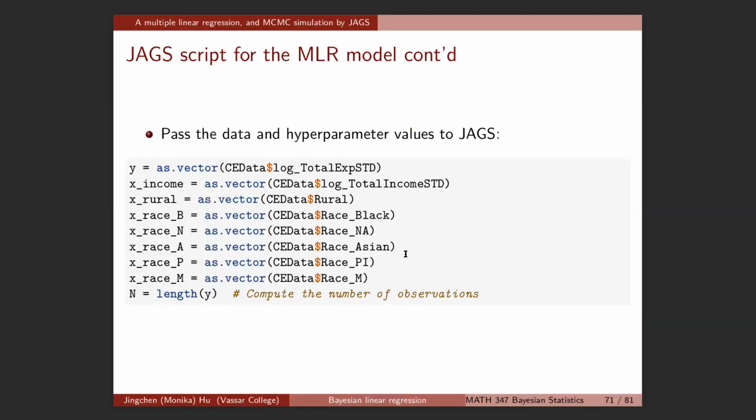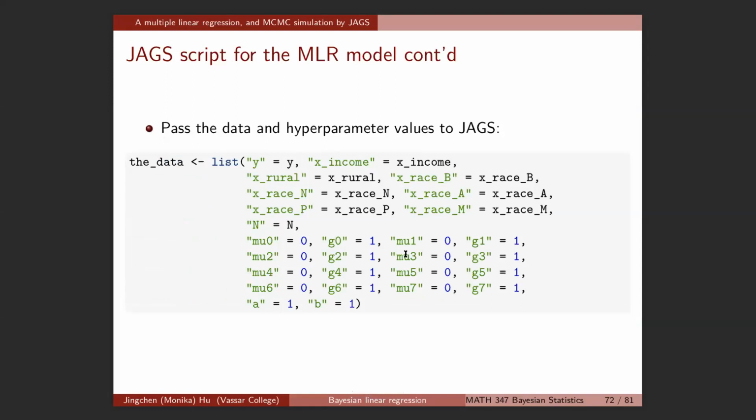And this code is hopefully very familiar by now, how you can pass the data and the hyperparameter values to JAGS. You do the Y, you do each of the X in this case. And don't forget the number of observations, which is capital N. So this is where we create this B_data list, where we have all of the Y, all of the X's, as well as the values of all of the hyperparameters, the means and precisions in this case, because it's for the normal, and then A and B, both of them are 1.